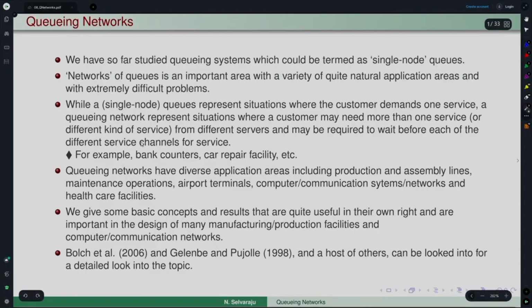The whole system is now a network, right, and the customer would need to get service from more than one node possibly. Even if it is one node out of those 6 network nodes, it's fine, but some customers will need 2, some customers will need 3, and those 3 could be different for different customers and so on, right. This is the scenario that you have here, and that is what we are trying to model through a network of queues.